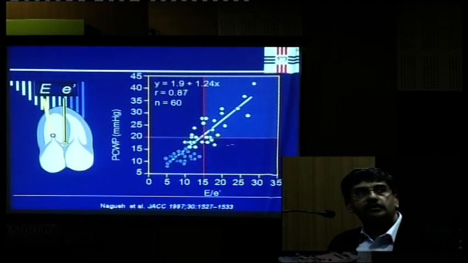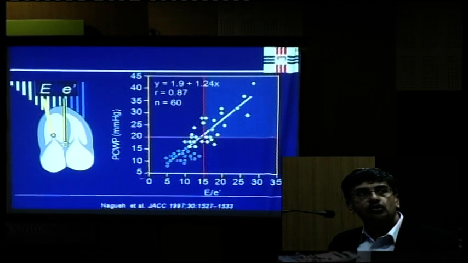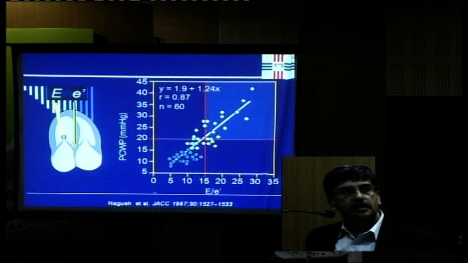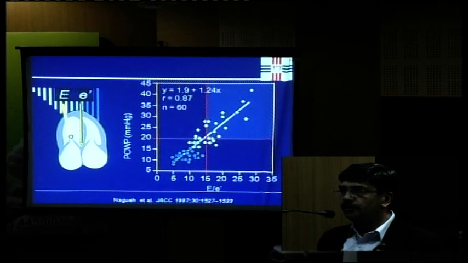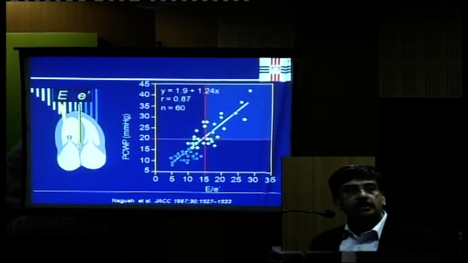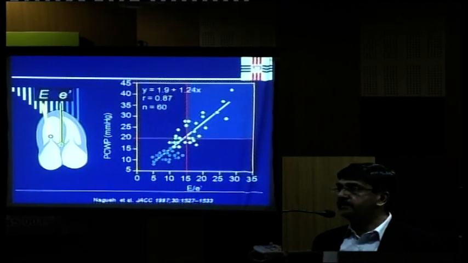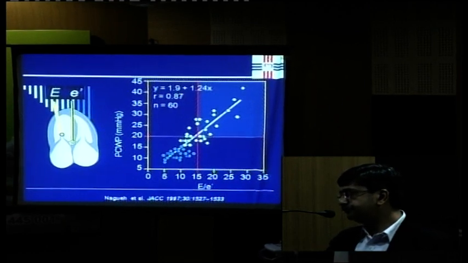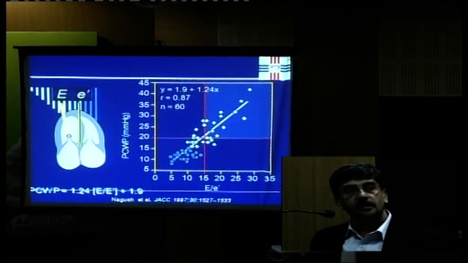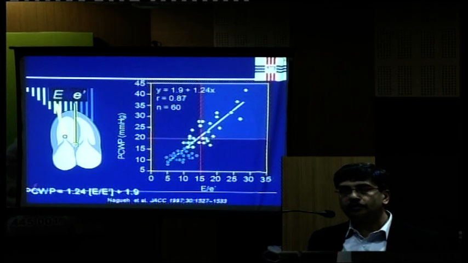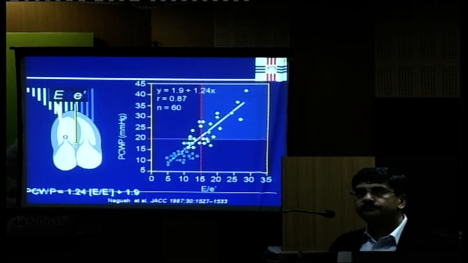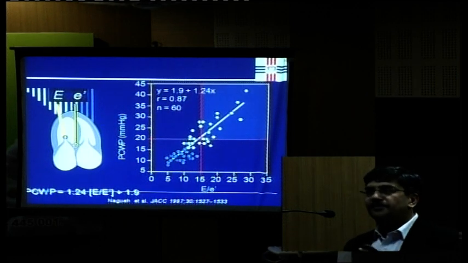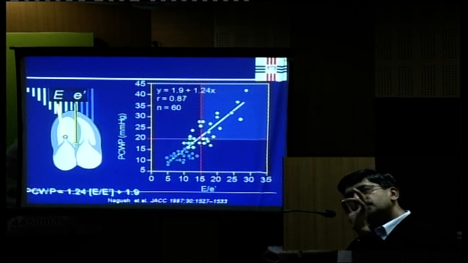So this is the correlation. E by E prime correlates very well with pulmonary capillary wedge pressure. Normal pulmonary capillary wedge pressure is somewhere around 10 to 15. Anything more than 15 suggests diastolic heart failure or high pulmonary capillary wedge pressure. How do we measure that? E by E prime into 1.2 plus 2. This looks very dangerous from here, but in practice, it is a question of only 5 seconds.